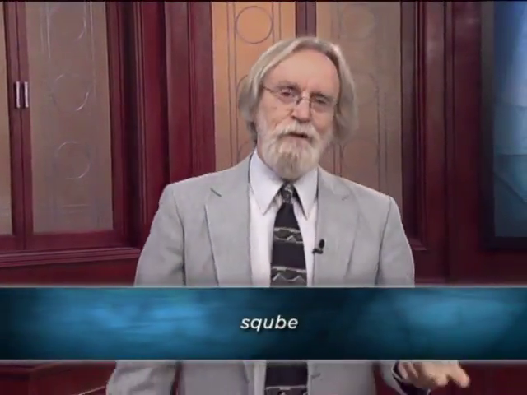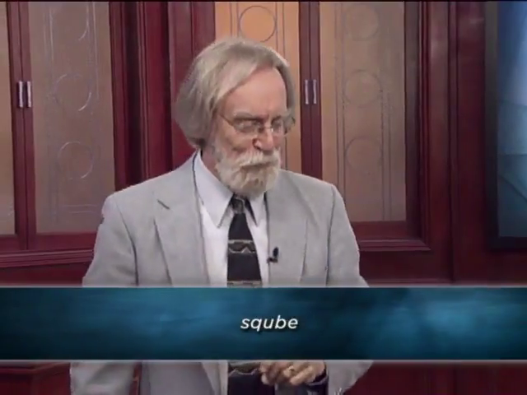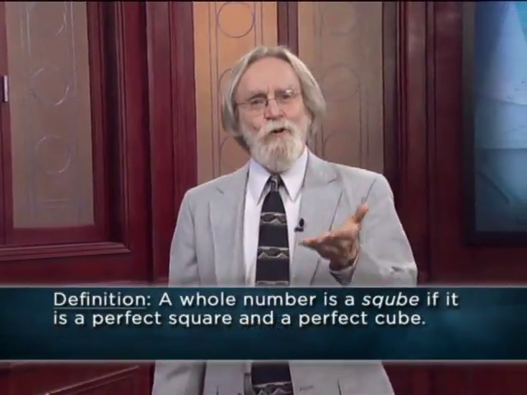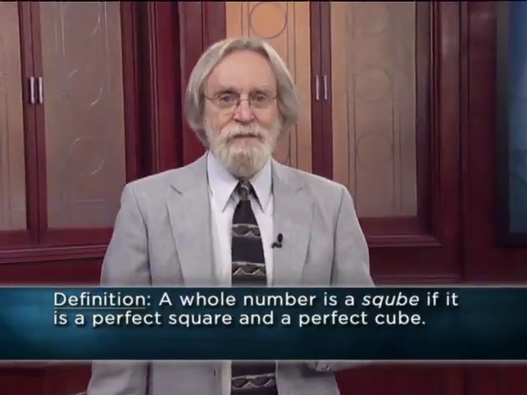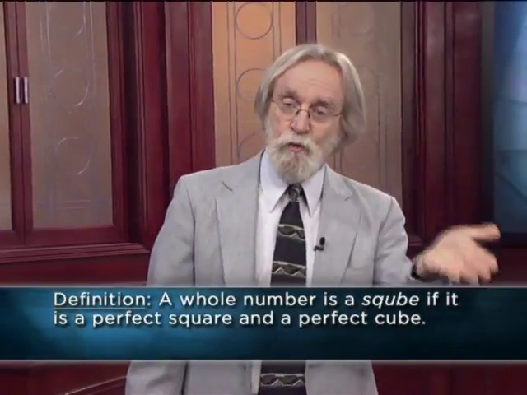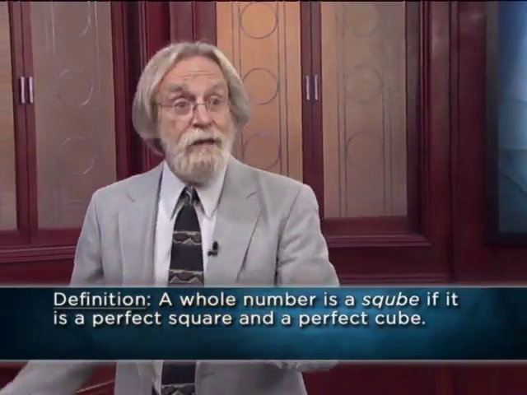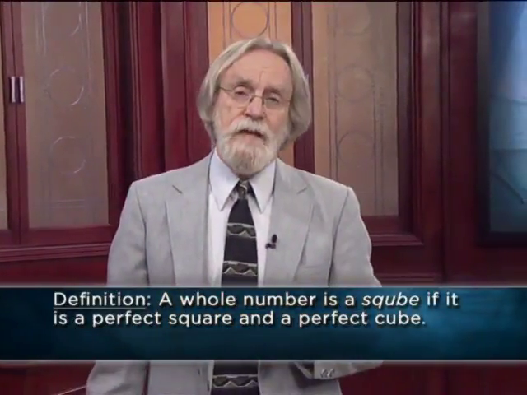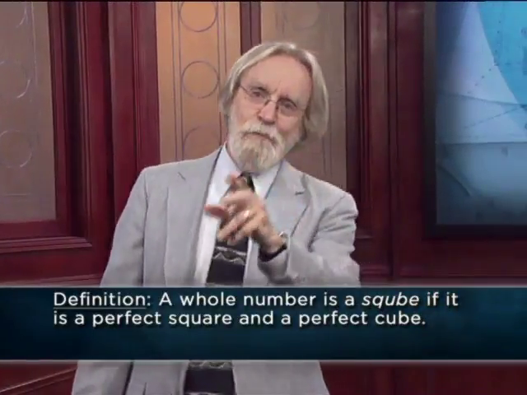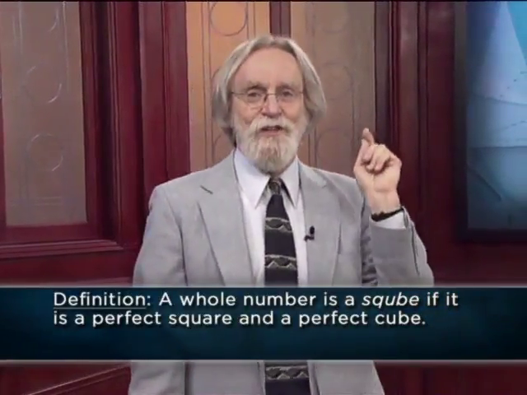Let me contrast what he's going to do, which we'll see in a minute, with a proof that goes much more easily to show there's infinitely many of something. And for this purpose, I'm going to introduce the notion of a skewb, which isn't a serious notion, but it'll serve my purposes. So here's my definition. A whole number is a skewb if it is simultaneously a perfect square, like 25, and a perfect cube, like 8. 2 times 2 times 2 is 8. So a number that is both a perfect square and a perfect cube will be called a skewb.